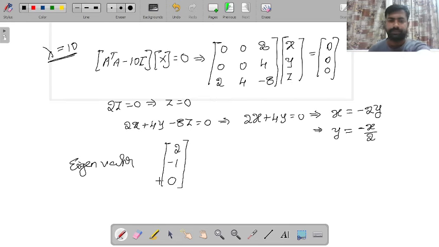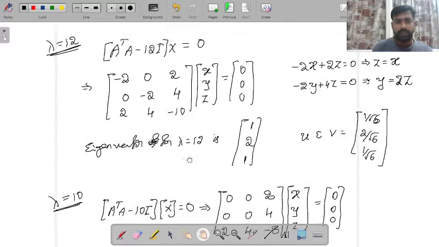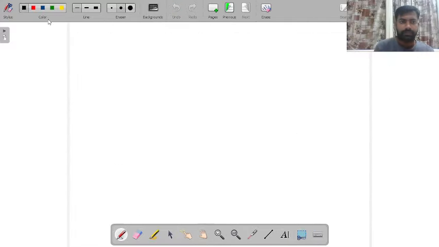Okay, now what is the unit eigenvector? So unit eigenvector is nothing but, the length of this is 4 plus 1, 5, so 1 by root 5, so therefore 2 by root 5, negative 1 by root 5, 0. So this is the unit eigenvector. Next we need to find eigenvector for lambda equal to 0.